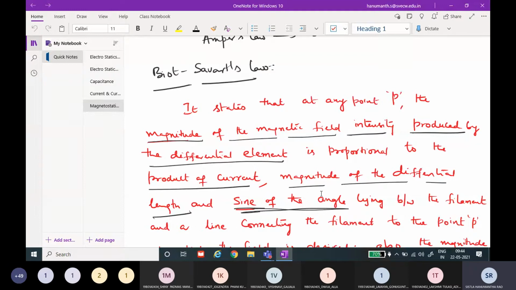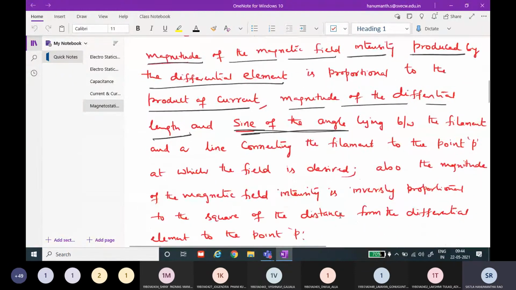The magnetic field intensity is proportional to the product of the current and the magnitude of the differential length dl and the sine of the angle between the observation point and that filament, represented as a cross product. It is also inversely proportional to the square of the distance from the differential element.